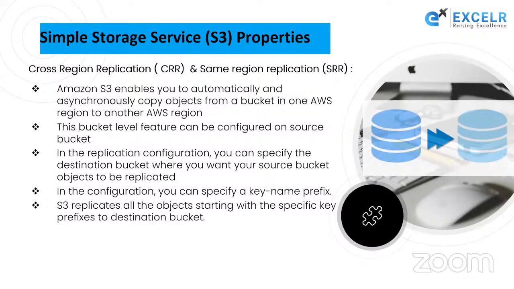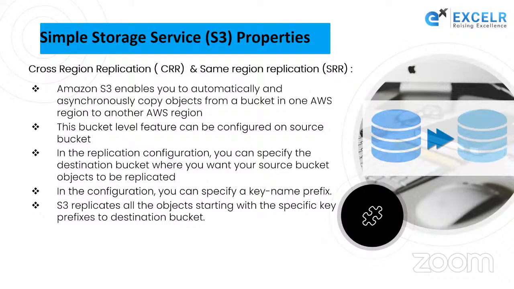If I want to copy the data from this bucket to another bucket which is in the other region, then I have to use the replication feature, which is called cross region replication and same region replication. So this is the use case for your CRR and SRR. It enables you to automatically and asynchronously copy the data from one bucket into another bucket. It can be within the region, it can be outside of the region, it can be in your account, or it can be in any other account.